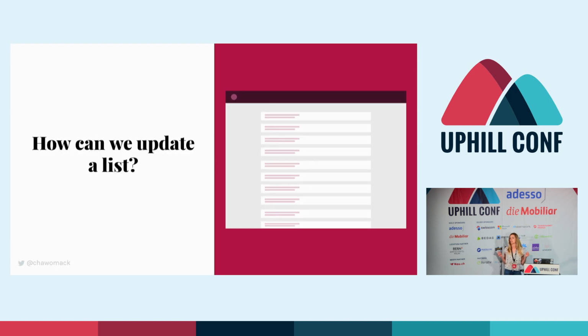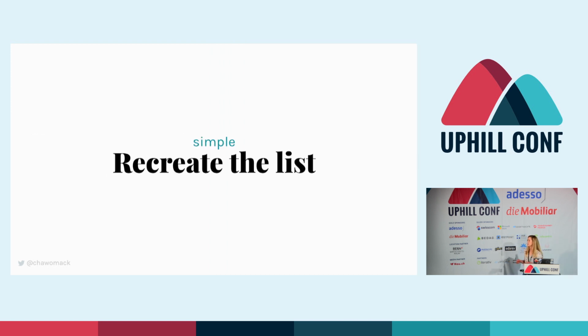So let's look at our example from earlier, where we have a list of items. But this time, the list is going to be really big. It'll have hundreds of elements in it. And we want to update specific items in that list. So how could we go about that? The easiest way as a developer to do this would just be to recreate the whole list.